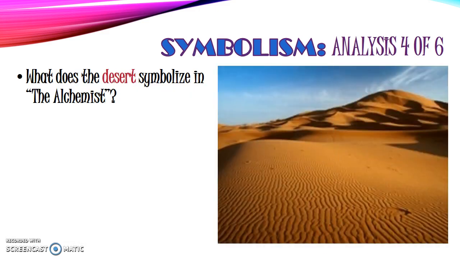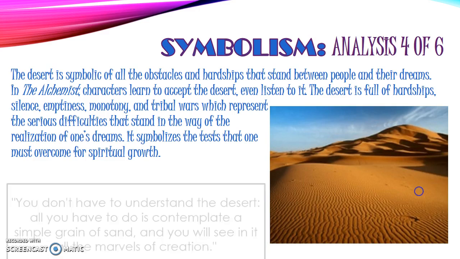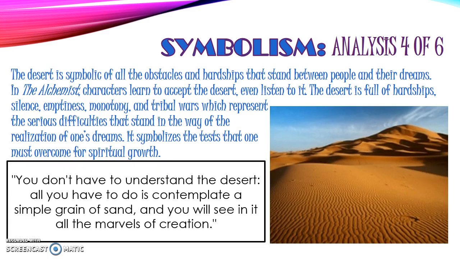What does the desert symbolize in The Alchemist? The desert is symbolic of all the obstacles and hardships that stand between people and their dreams. In the novel, characters learn to accept the desert, even listen to it. The desert is full of hardship, silence, emptiness, monotony, and tribal wars, which represent the serious difficulties that stand in the way of the realization of one's dreams. It symbolizes the tests that one must overcome for spiritual growth. You don't have to understand the desert. All you have to do is contemplate a simple grain of sand, and you will see in it all the marvels of creation.